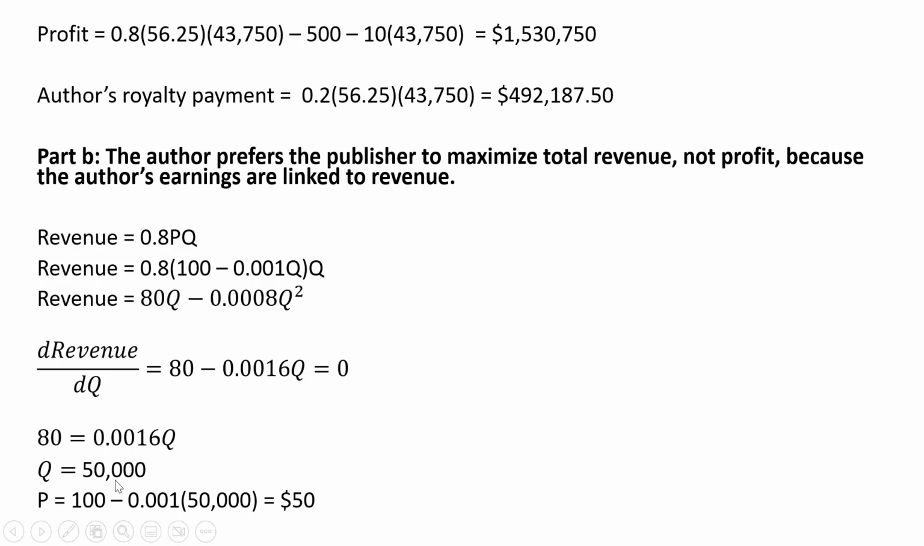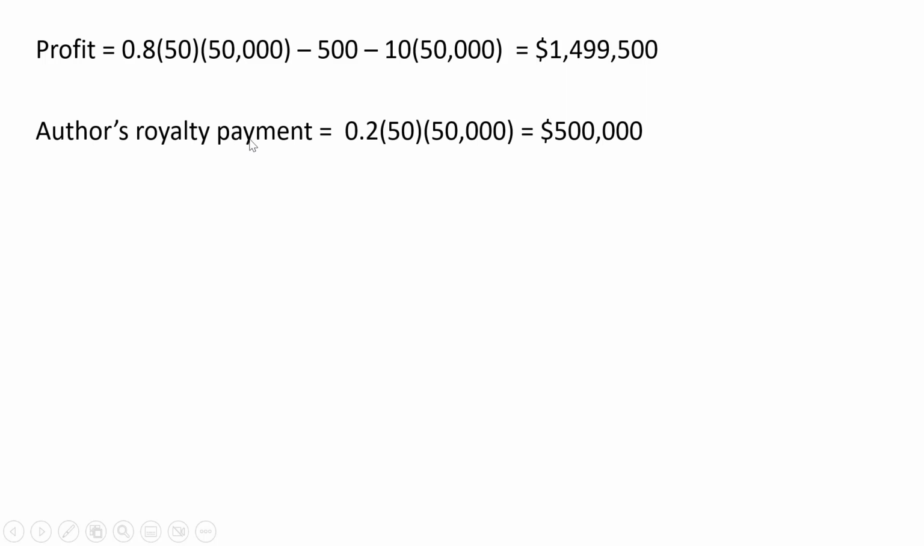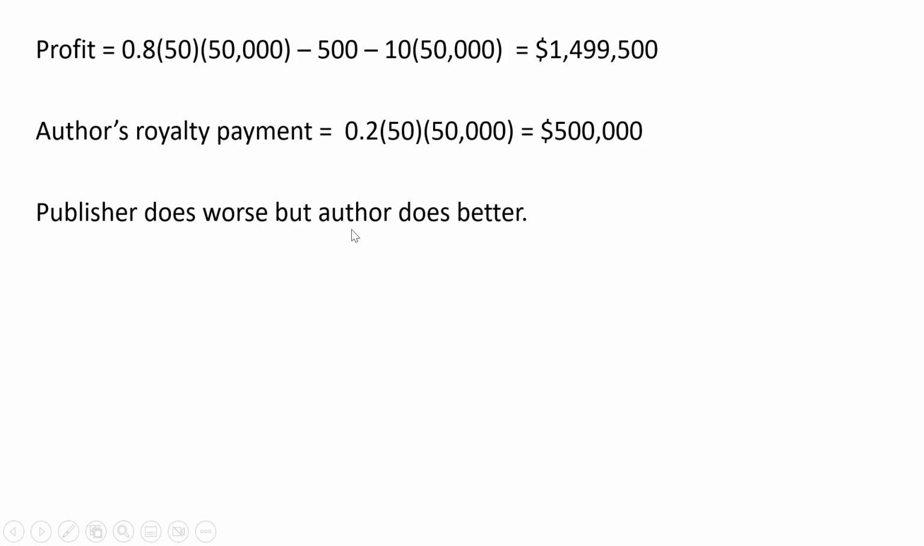Plugging that 50,000 back into the inverse market demand, the publisher would set a price of $50. Profit under this scenario, taking the publisher's profit equation, plugging 50 in for P and 50,000 in for Q, the publisher would make a little bit less than $1.5 million. The author's royalty payment here would be higher. In this case, it's now $500,000 than when the publisher was just interested in maximizing profit. The publisher does worse under this scenario, but the author does better.